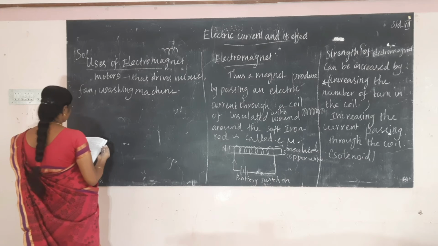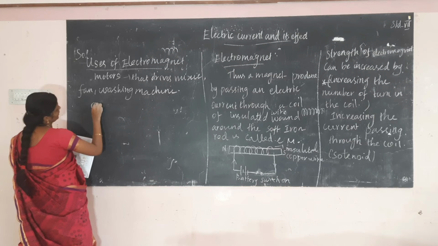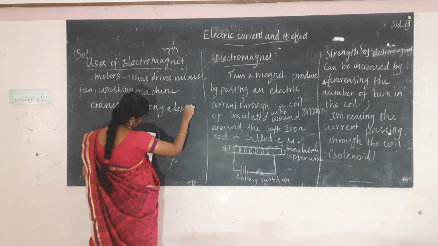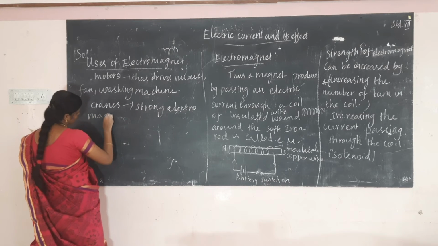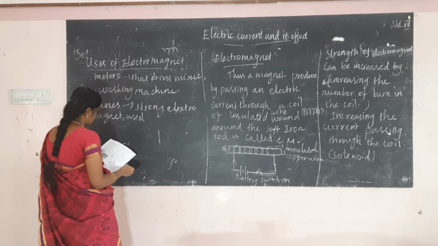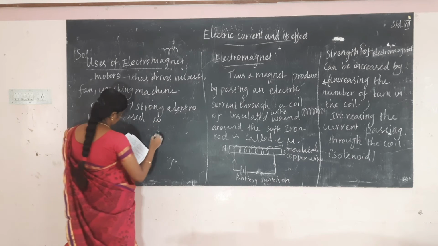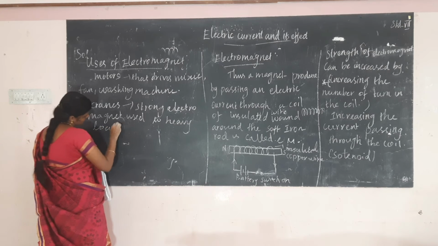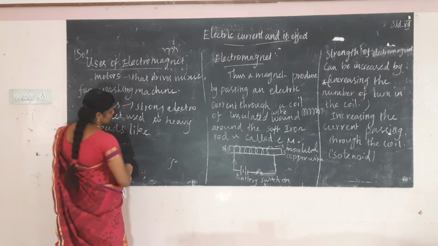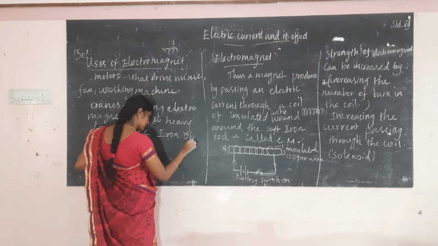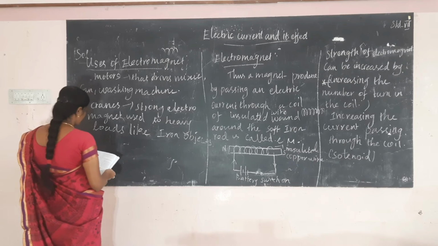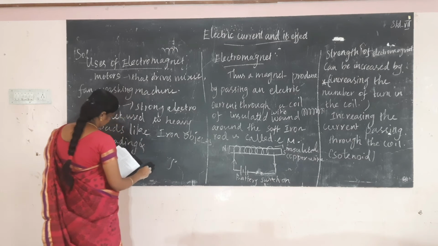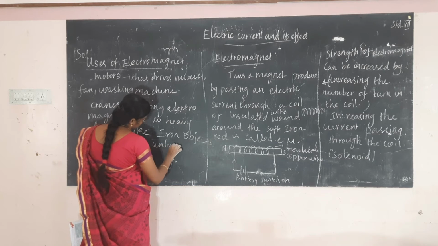And the next use is cranes, where strong electromagnets are used to lift heavy loads like iron objects, for loading and unloading purposes.